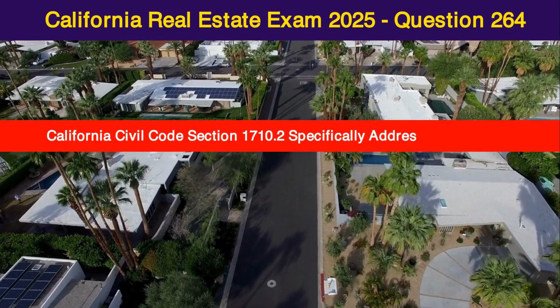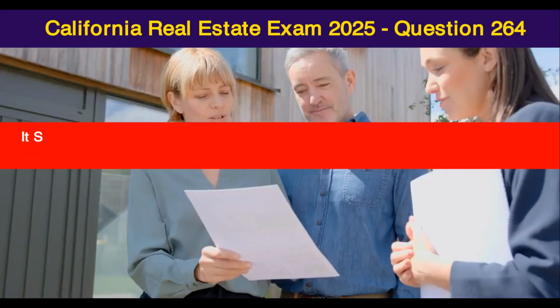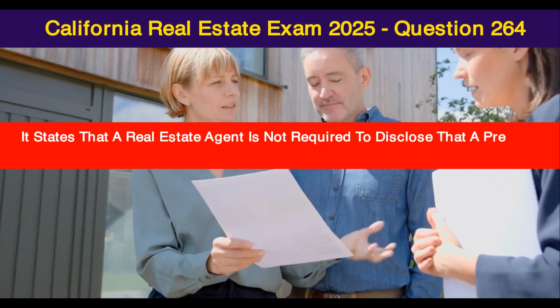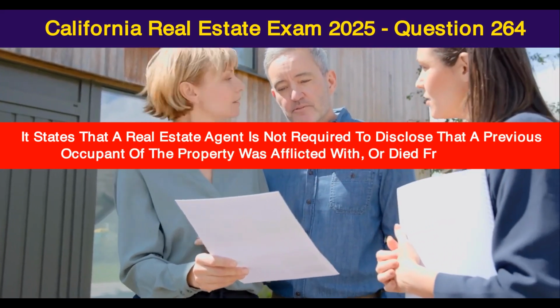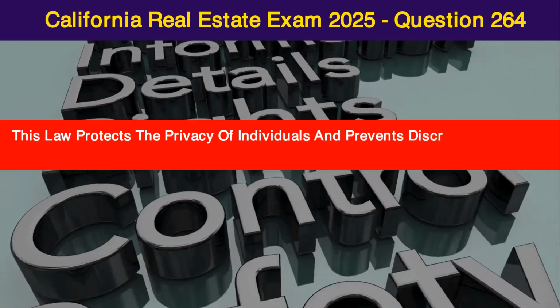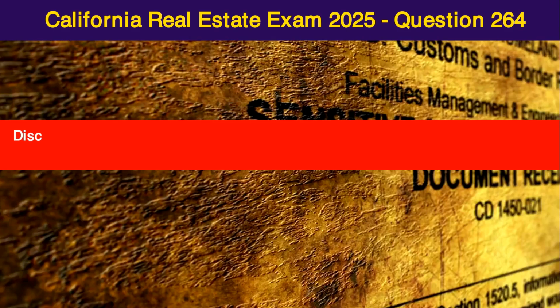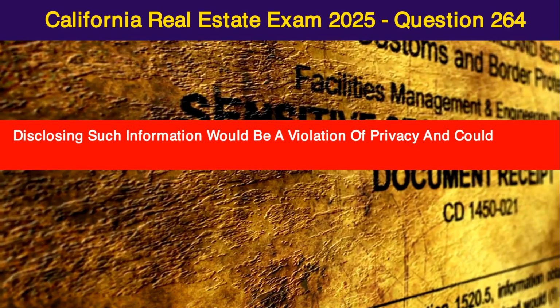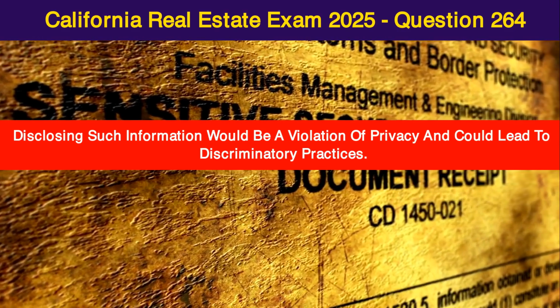California Civil Code Section 1710.2 specifically addresses this issue. It states that a real estate agent is not required to disclose that a previous occupant of the property was afflicted with, or died from, AIDS. This law protects the privacy of individuals and prevents discrimination based on health status. Disclosing such information would be a violation of privacy and could lead to discriminatory practices.